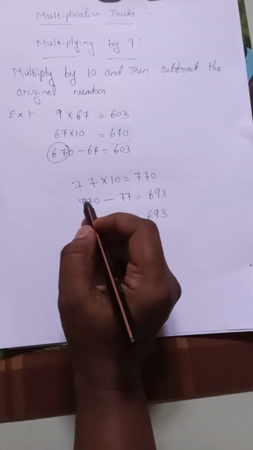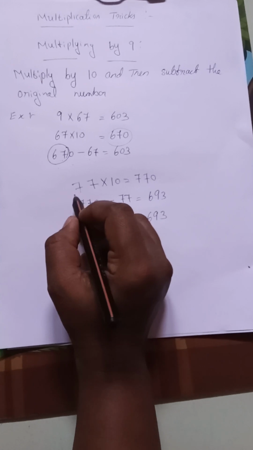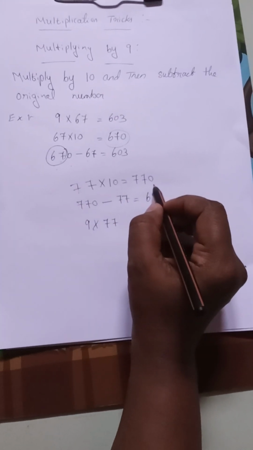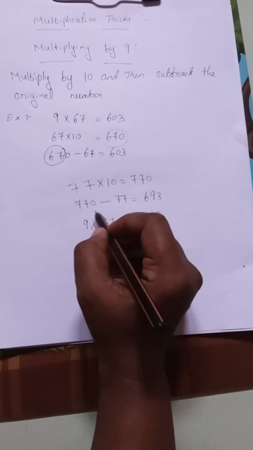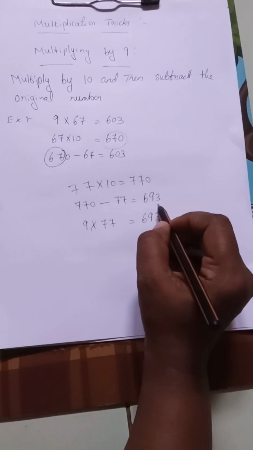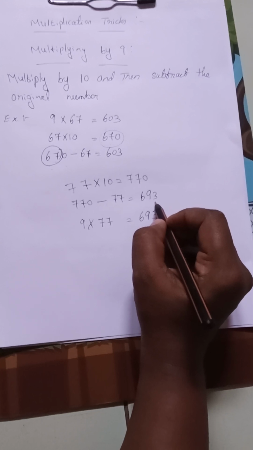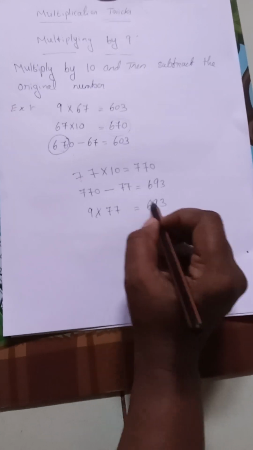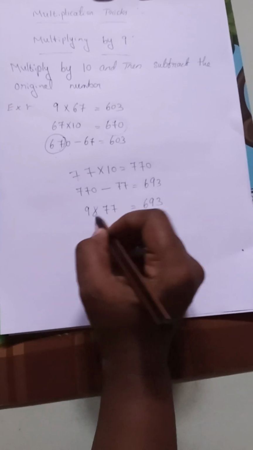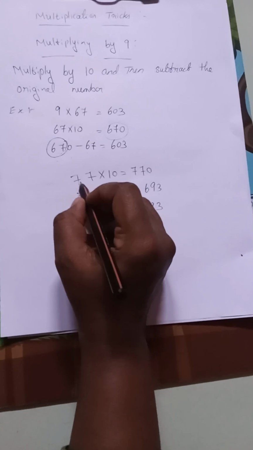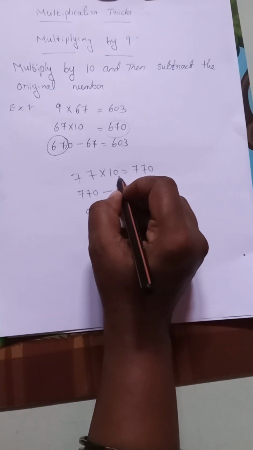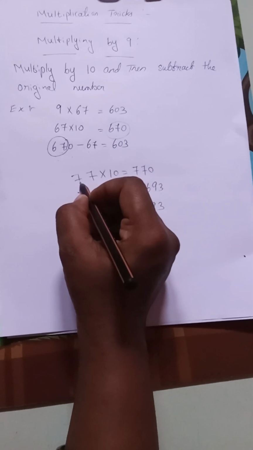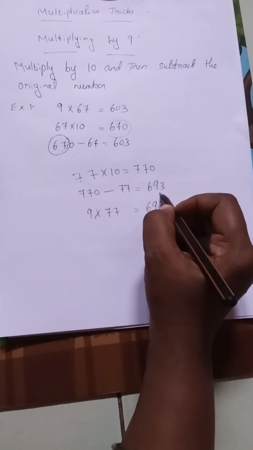Here is the second question. I am going to tell you 77 into 10. 77 tens are 770. Then from 770 you need to subtract the 77. So what answer will you get? 693. So you can multiply 77 with 9 and you will get the same answer, 693. The trick is, 77 multiplied by 10 gives 770, and from 770 you need to subtract 77.